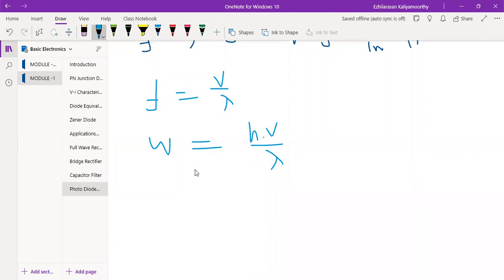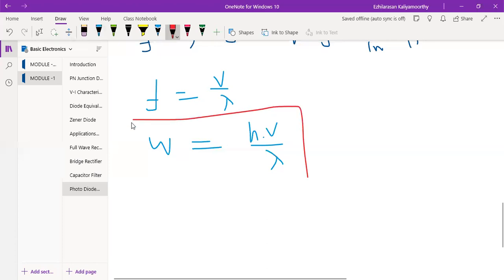So the energy associated with the photons absorbed by the semiconductor layer of a solar cell is a function of the wavelength of the incident light. The longer the wavelength, the lower the associated energy level. So this is about the photodiode.